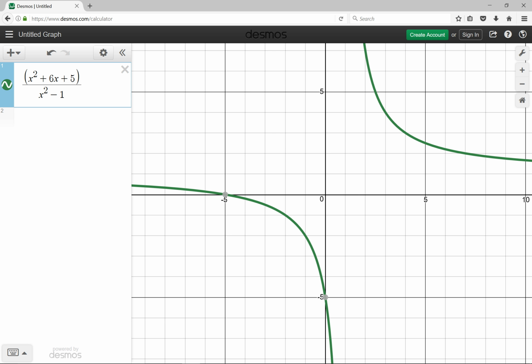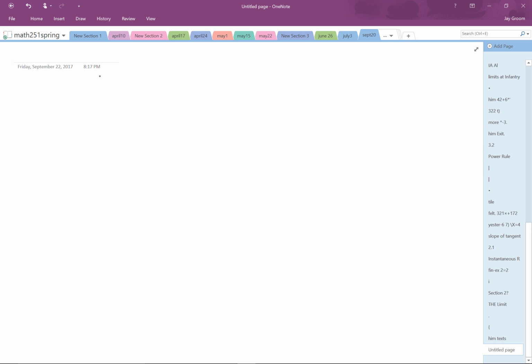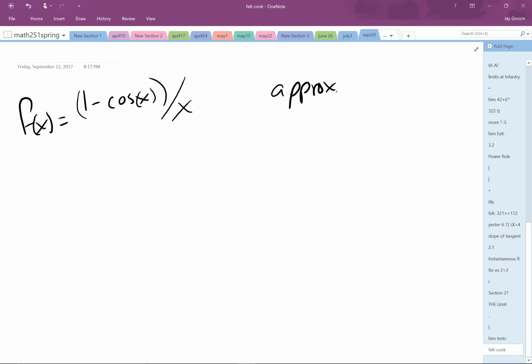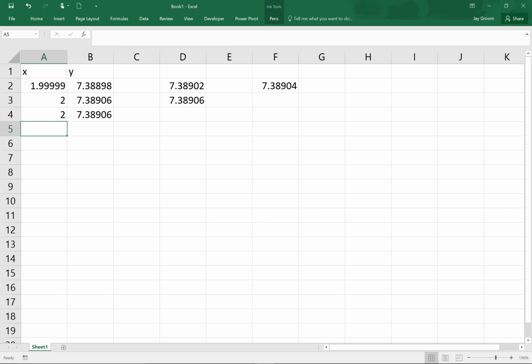Right? Now, what if I wanted to do this in a numerical fashion? That same basic procedure, for instance. Let's do 1 minus cosine of x divided by x. Suppose that was my function, and suppose I wanted to approximate this numerically. Well, if I'm doing that, I'm going to use Excel because, well, it's my thing.